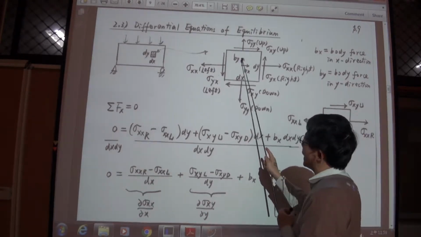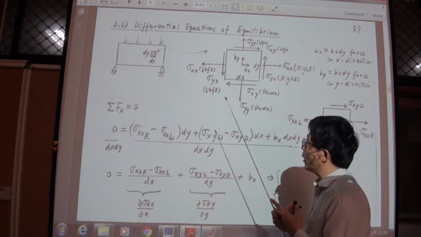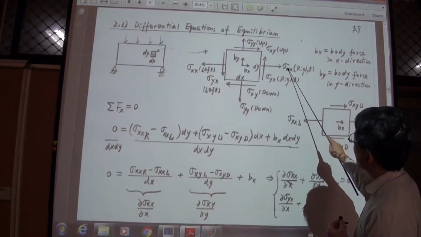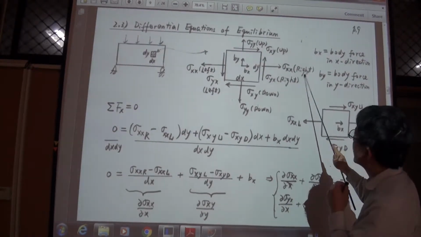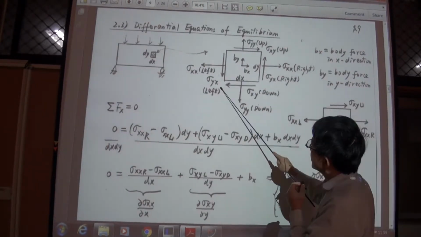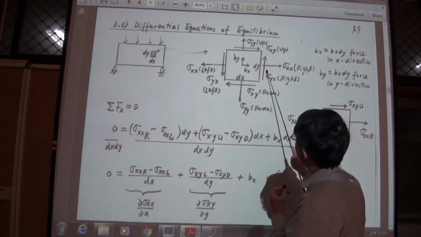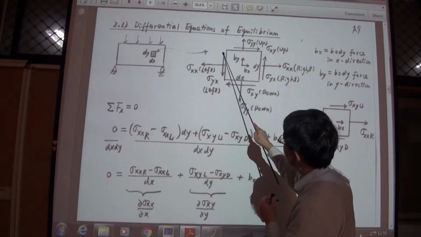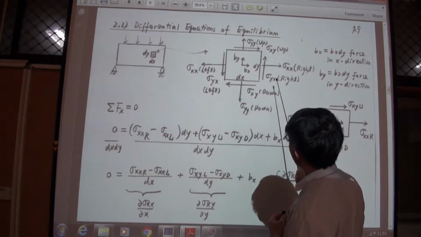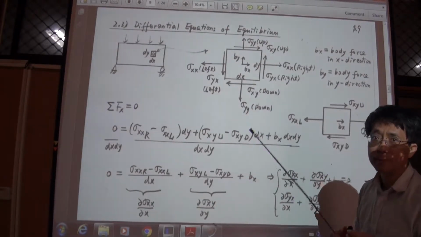Okay, besides this body force, what else is acting on the material point? We consider at this surface we have a normal stress sigma xx right at the right side, the shear stress sigma yx in the right side. In the left, we have sigma xx in the left, sigma yx in the left. So we have the shear stress, normal stress, shear stress, normal stress, shear stress, right? Also, in the upper side and the down side, we have the normal stress and shear stress, right?